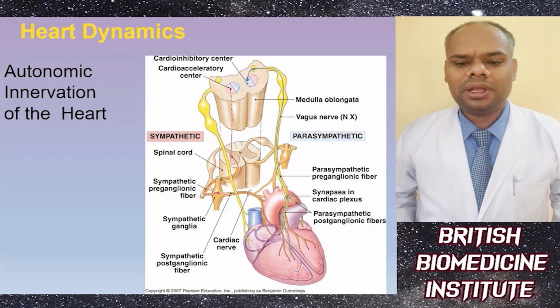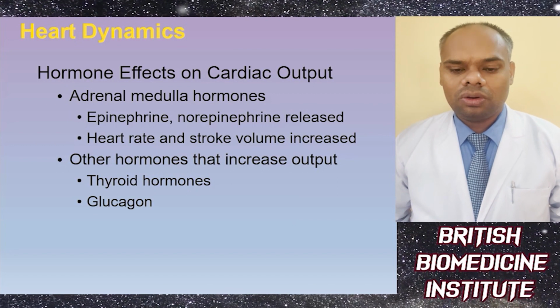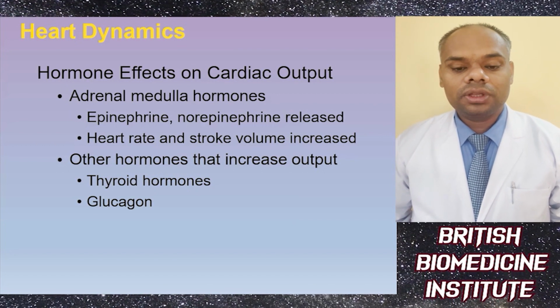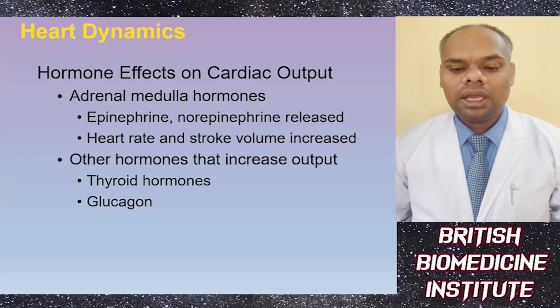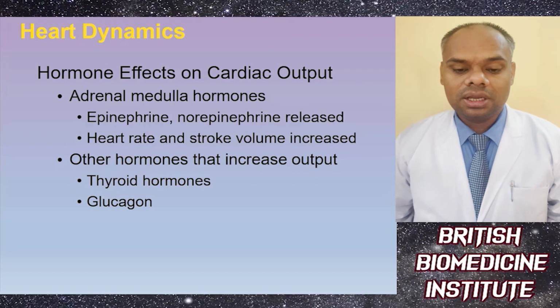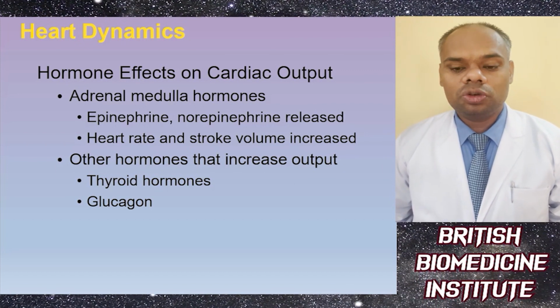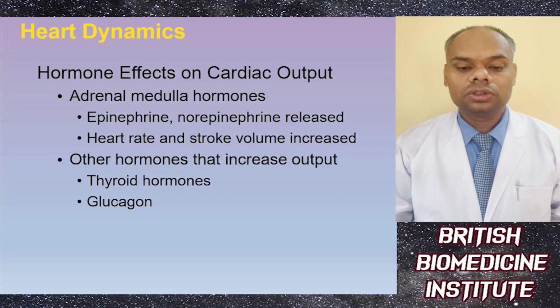Hormones also play an important role in cardiac output. From the adrenal medulla, epinephrine and norepinephrine can be released, and heart rate and stroke volume will increase. Other hormones that increase output are glucagon and thyroid hormones.